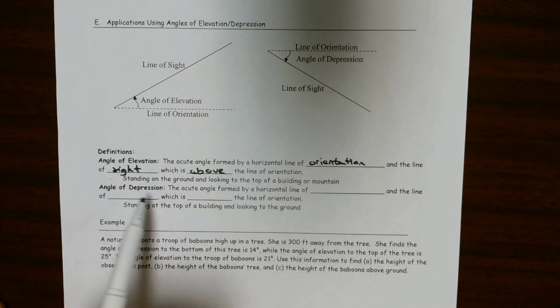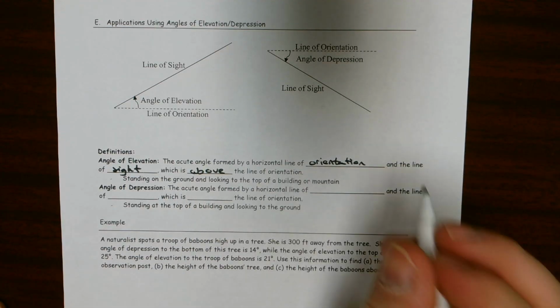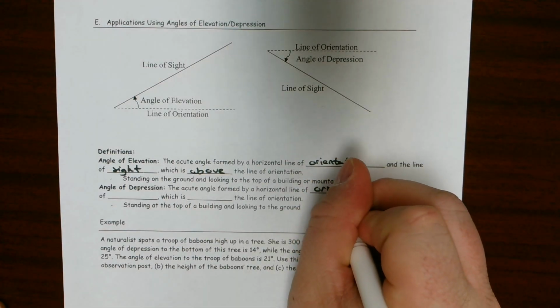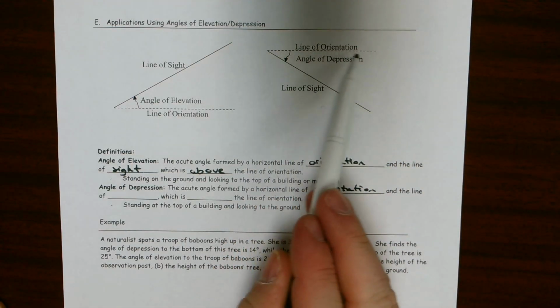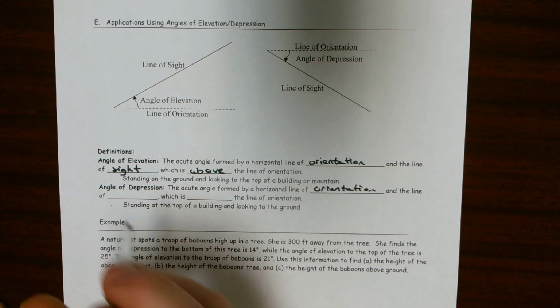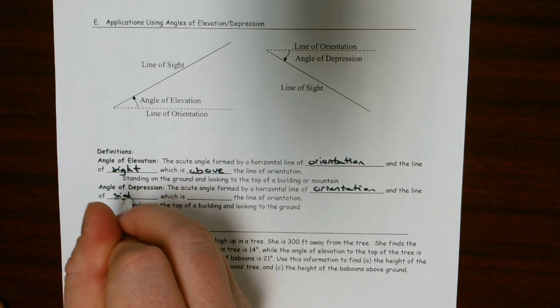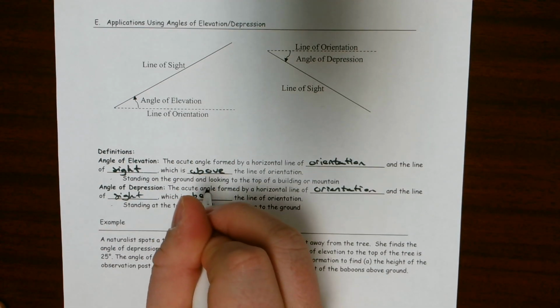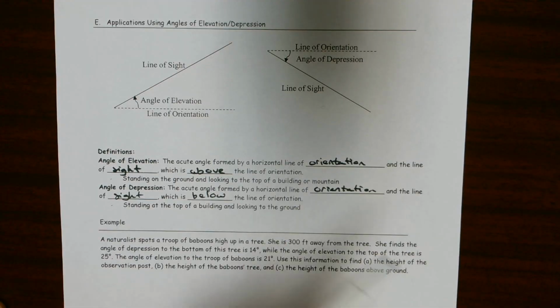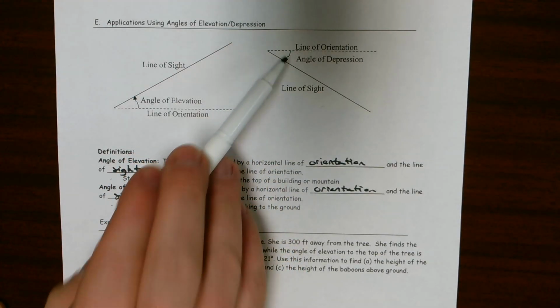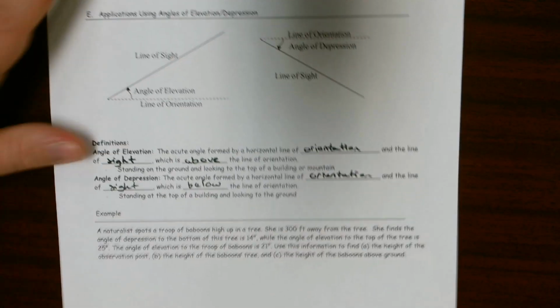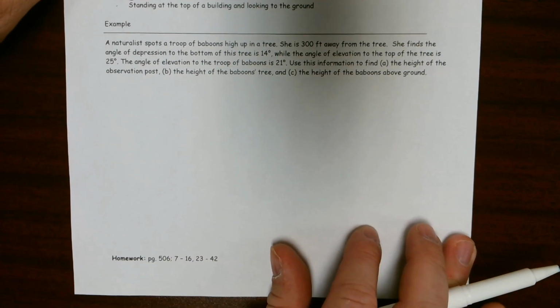Whereas the angle of depression is the acute angle formed by a horizontal line of orientation. See it up here. And the line of sight, which is below the line of orientation. So it should make sense that the angle of depression is going down. It's depressing. Okay, so let's do a little word problem here.